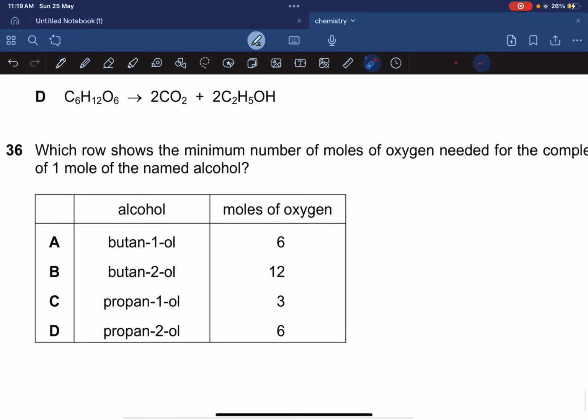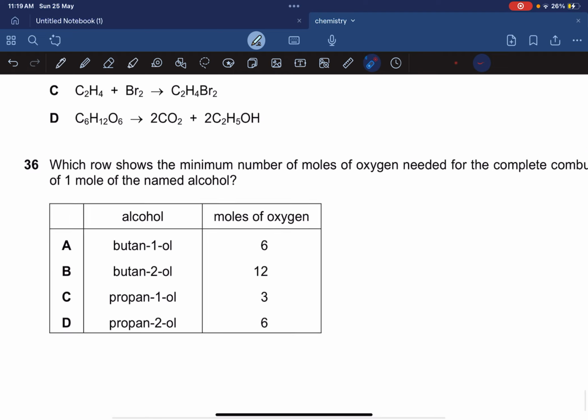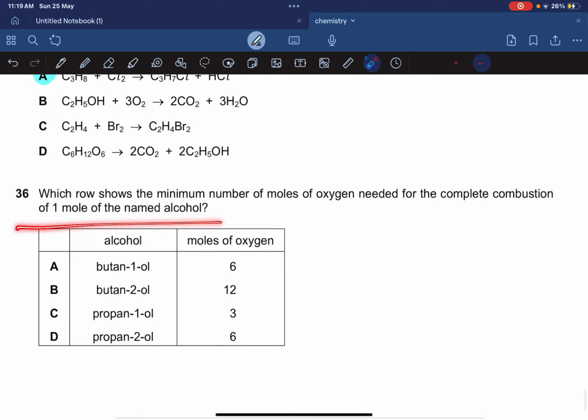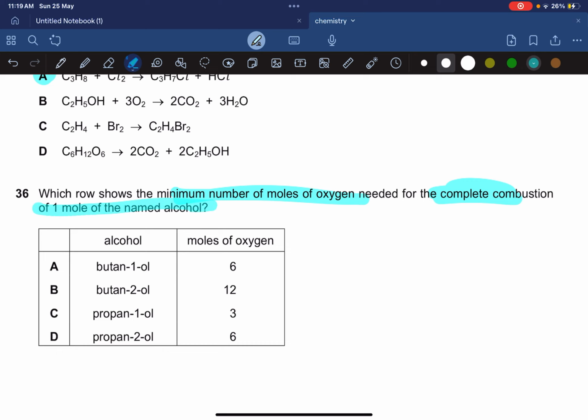Okay, moving on. Which shows the minimum number of moles of oxygen needed for the complete combustion of 1 mole of the named alcohol. We need the minimum moles of oxygen needed for the complete combustion. We cannot do an incomplete combustion. We have to make sure that carbon dioxide is formed, not carbon monoxide. 1 mole of the named alcohol.